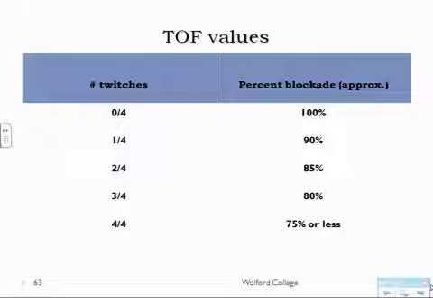So what do the train of 4 values mean to you? We're almost done here. These train of 4 values give a percentage of block. If you have 0 out of 4, you have 100% block. 1 out of 4, it's 90% block. 2 out of 4, it's 85% block. 3 out of 4, it's 80%. And 4 out of 4, it's still 75% block or less.